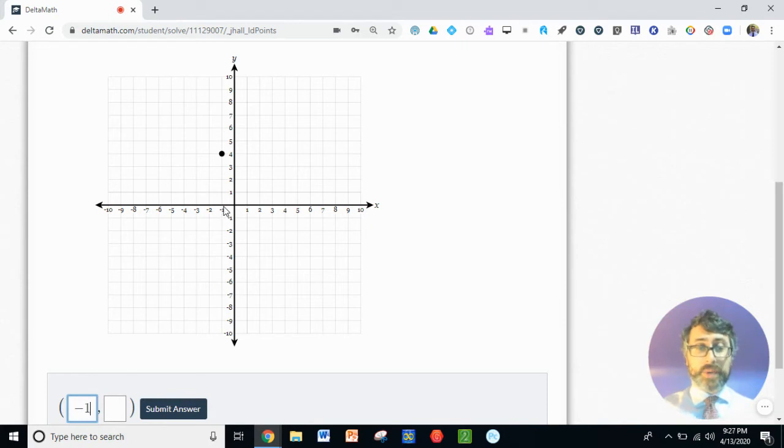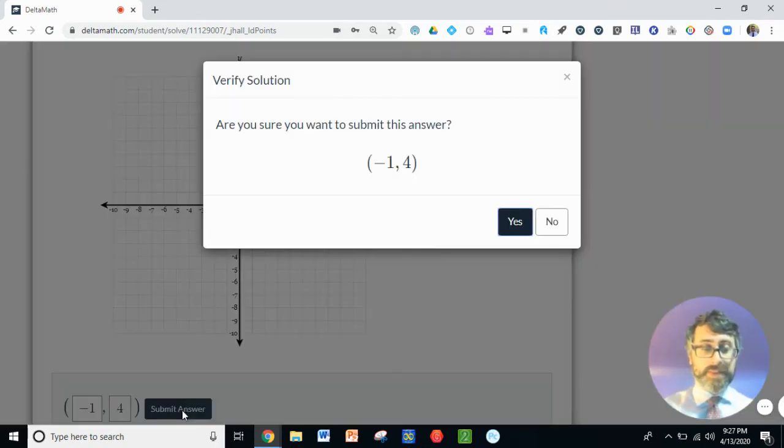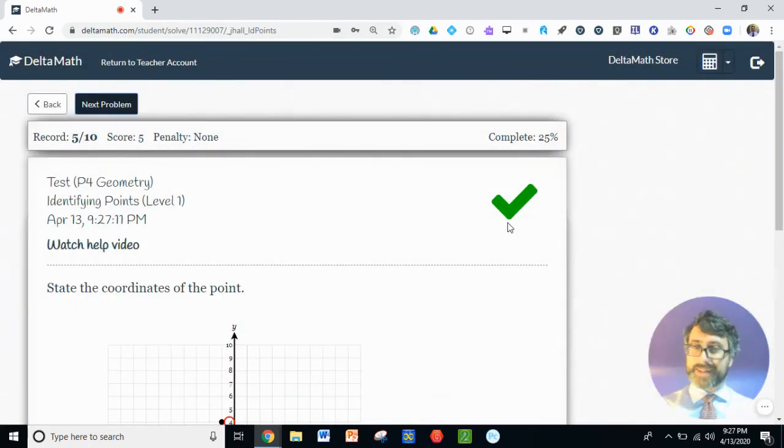My second coordinate is how far up I went, and I went 1, 2, 3, 4 coordinates up. 4. -1, 4 is my final answer, and it's good. Let's look at some more.